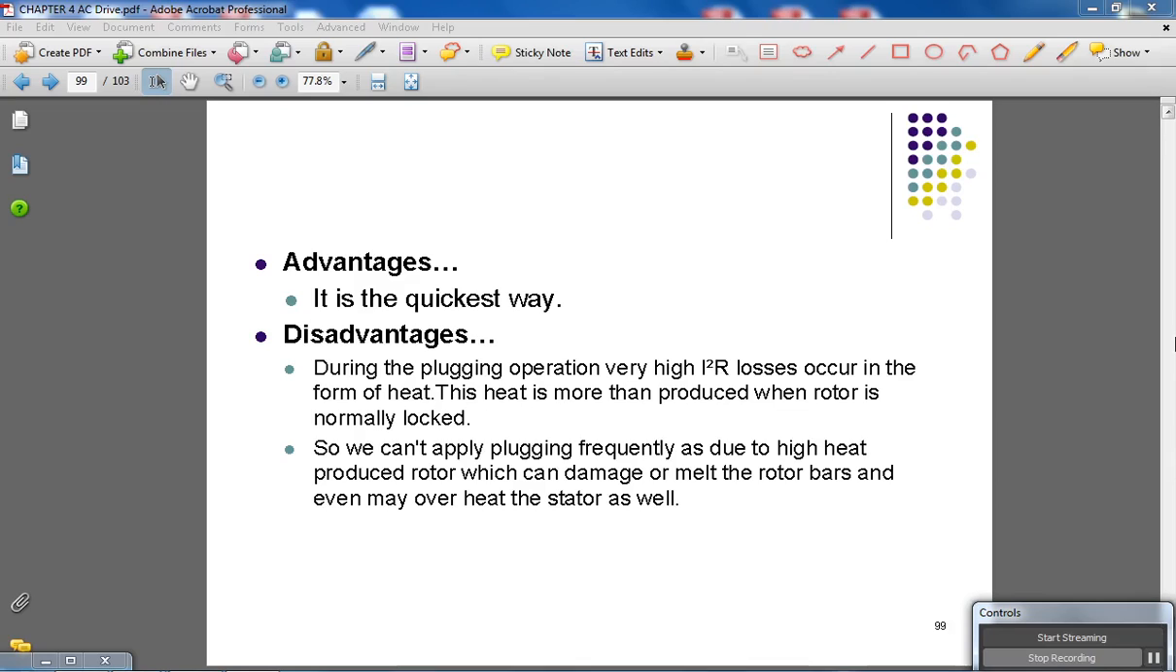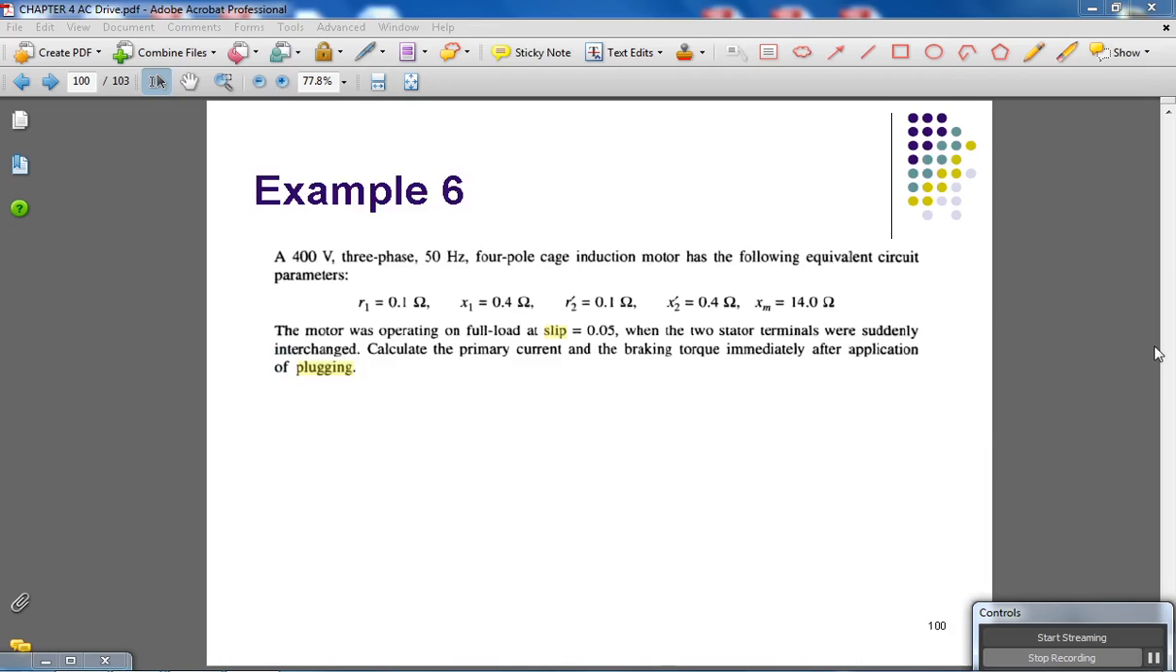In simple words, when using plugging to brake the rotor, there is energy that needs to be released from the rotor that can be used as regenerated power, but now the energy is being wasted in the winding resistance, which will generate significant heat. So example 6 will be discussed in the next video.